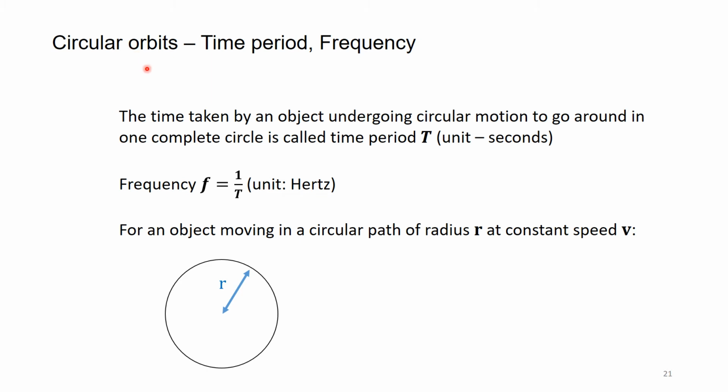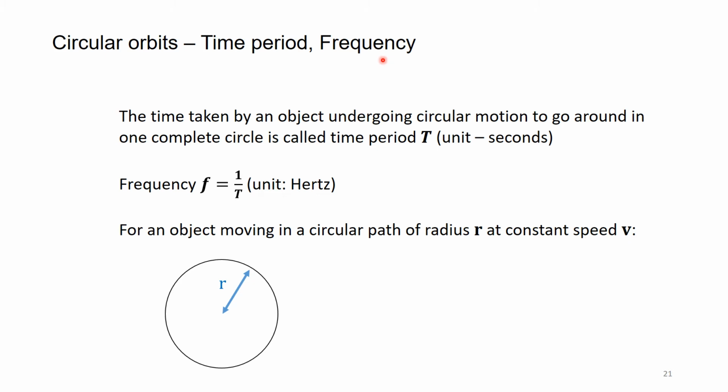We are going back to circular orbits. Let's look at the concept of period and frequency. Let's start with the first term, the time period, also called just the period. It is the time taken by an object that's making circular motion to go around in one complete revolution. Basically you take an object, it completes one full cycle. The time it takes to do so is called a time period. A symbol that we use is uppercase T with units of second.